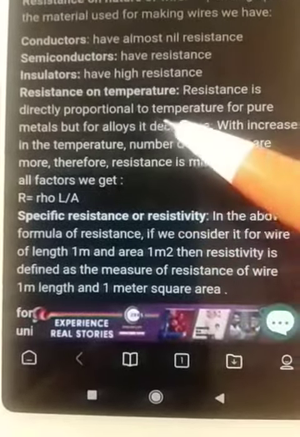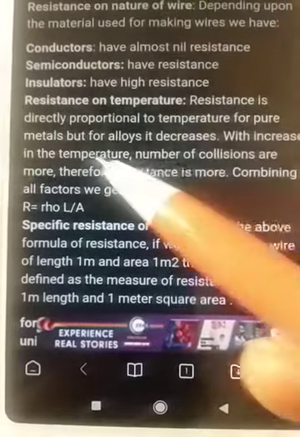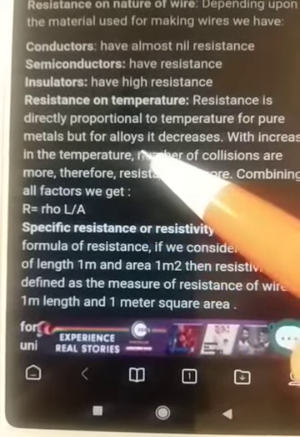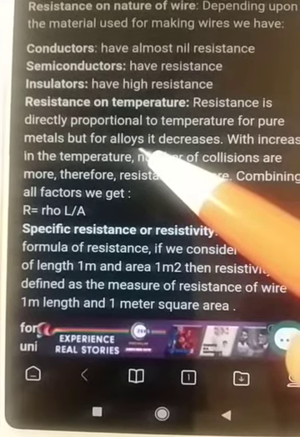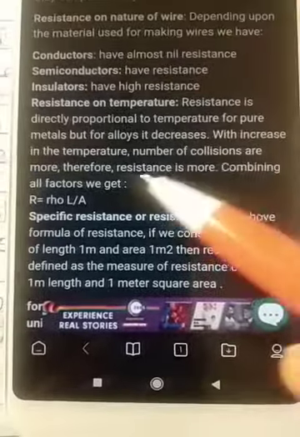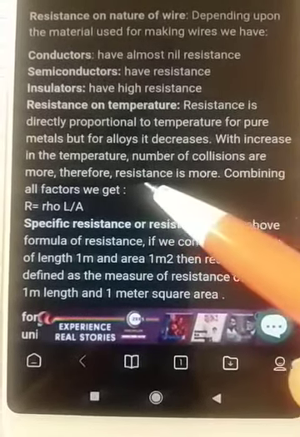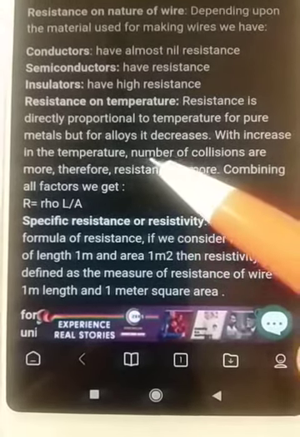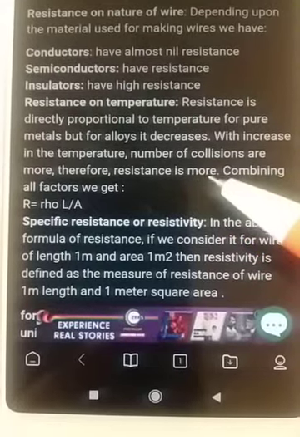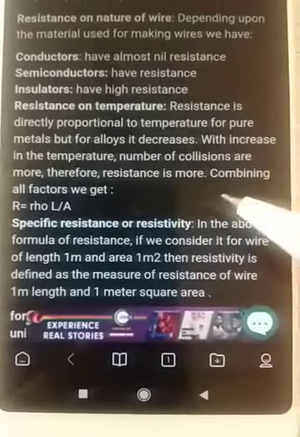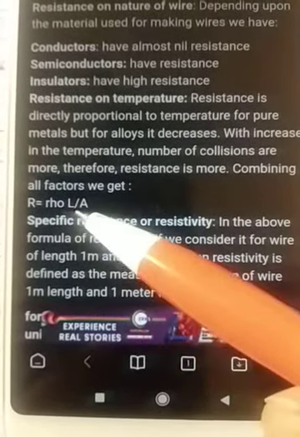Now, resistance on temperature. Resistance is directly proportional to temperature for pure metals, but for alloys it decreases. Alloys means a mixture of various metals. With an increase in temperature, the number of collisions is more, therefore resistance is more. Combining all factors, we get resistance R = ρL/A.